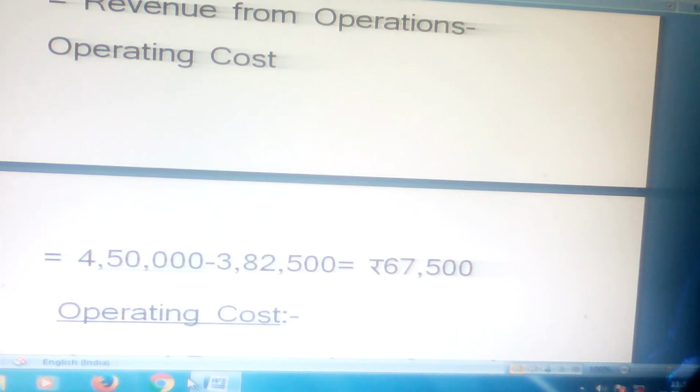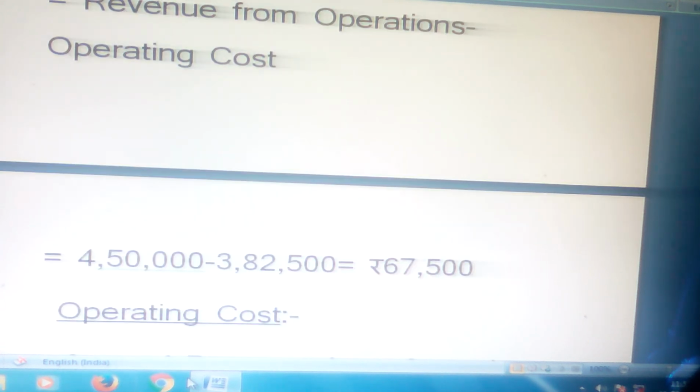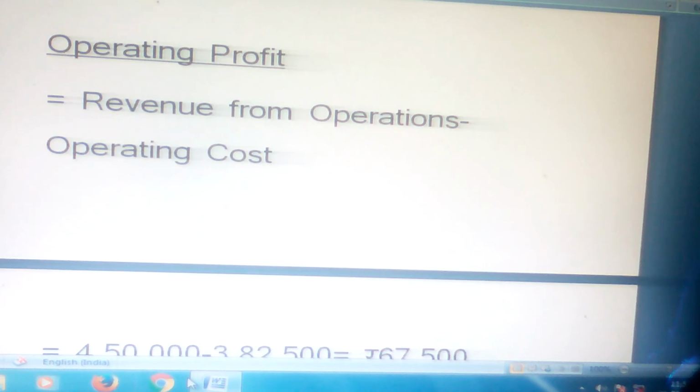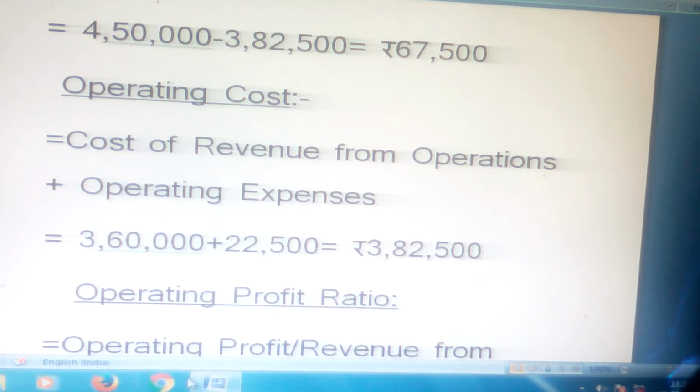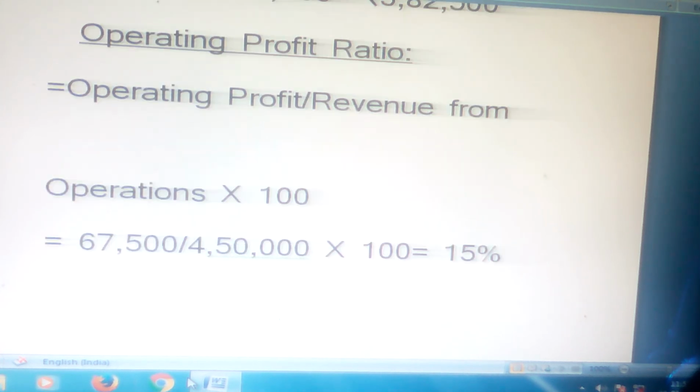So we're going to substitute here. Revenue from operations 4,50,000 minus operating cost 3,82,500, we get 67,500. That's our operating profit. Now we apply the formula: operating profit divided by revenue from operations into 100. So 67,500 divided by revenue from operations 4,50,000 into 100. We get 15% of our revenue from operations.